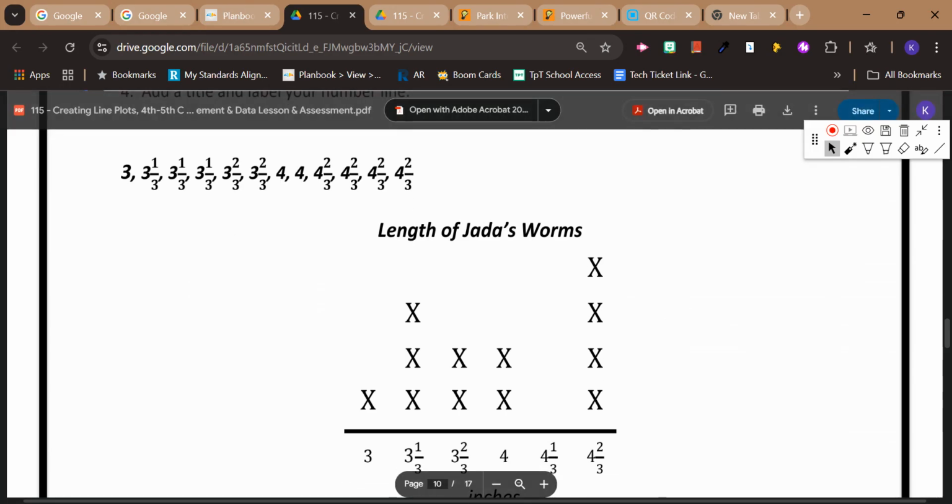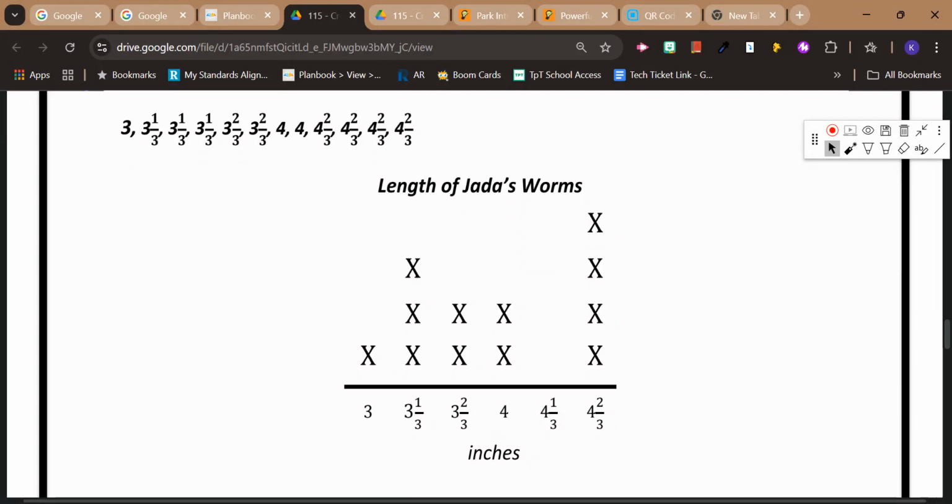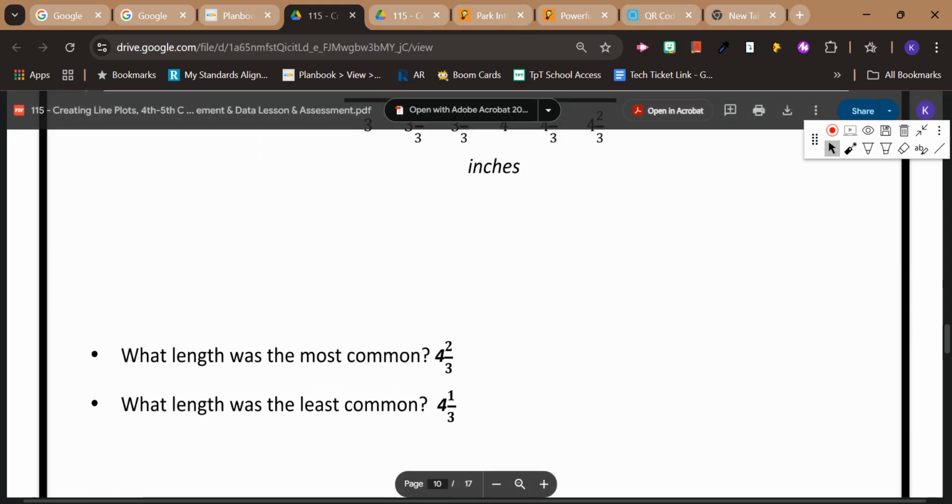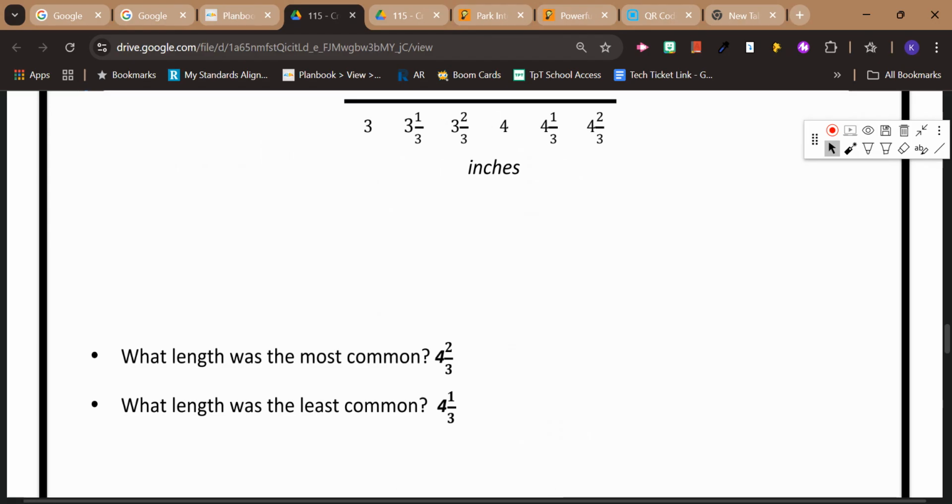You're measuring lengths of worms. Okay, so there's the answer. You can pause it if you want to look at it better. And then the answer for these questions are down here. You're not supposed to see that.